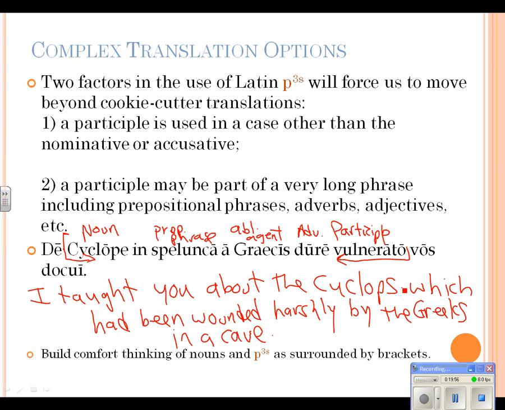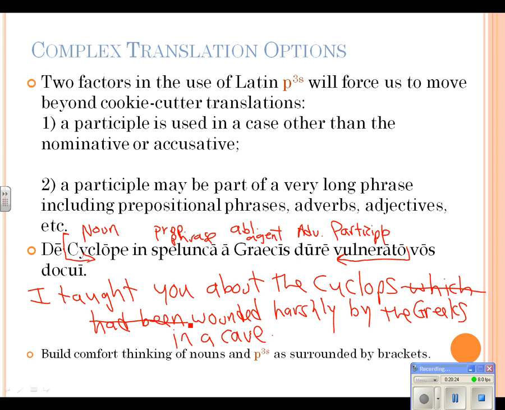somehow drop out of the sentence the words which and had been, okay, it's going to make a long string of modifiers which could potentially be misunderstood. I taught you about the Cyclops wounded harshly by the Greeks in the cave. It could create the impression that I taught you in the cave or that I taught you harshly.